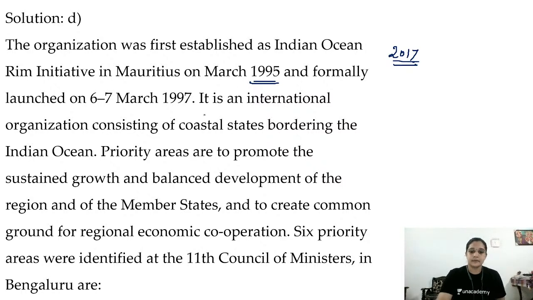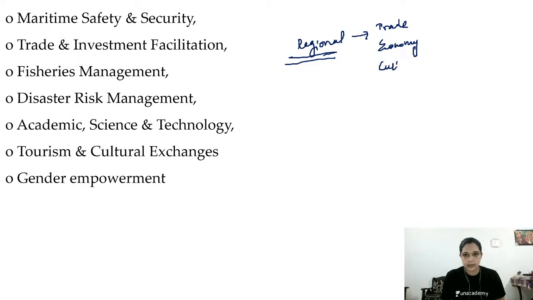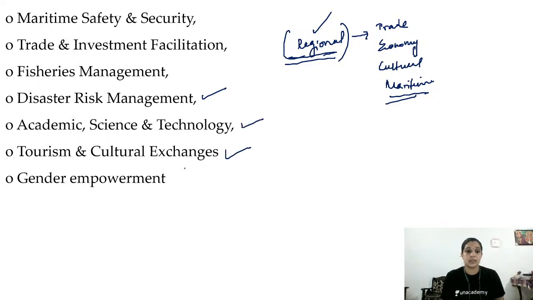Okay, yes. Next. So that's why I told you regional cooperation. If you see the term regional cooperation, it means they should help in terms of trade, they should help in terms of economy. Sometimes cultural transfers might take place. Sometimes you have maritime security. So it should be a multi-departmental or multi-sectoral cooperation. See disaster management, see cultural exchanges, I told you gender empowerment. Regional cooperation is a broader term. Obviously, maritime safety and security will be there because it is Indian Ocean Rim.